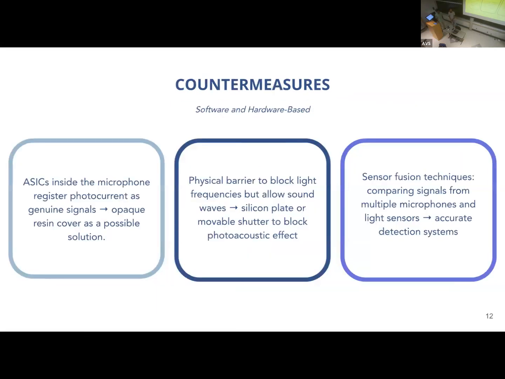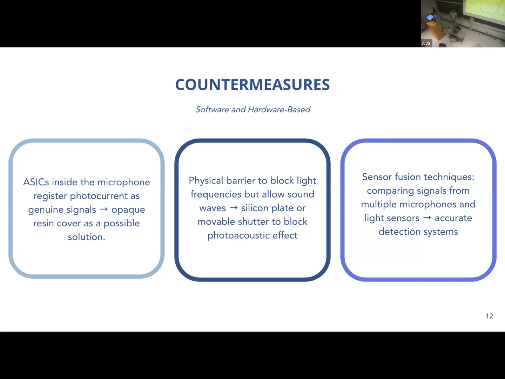Yeah, so some countermeasures include using a physical barrier known as an opaque resin to cover the ASIC of the MEMS microphone, which is what they said counteracts that photoacoustic effect or photoelectric effect. But that also has some limitations, because many different lights could be shined at different parts of the microphone to counteract that. So they provided a sensor fusion technique, which is where you compare signals from multiple sensors, just to make sure that the signal that's injected is not a laser injection and not a light injection, but rather a sound wave, which is the desired input.